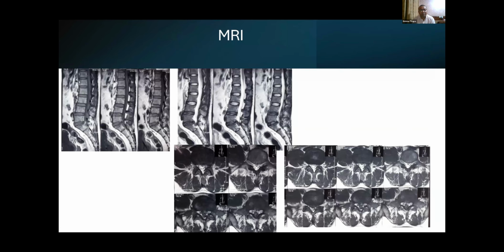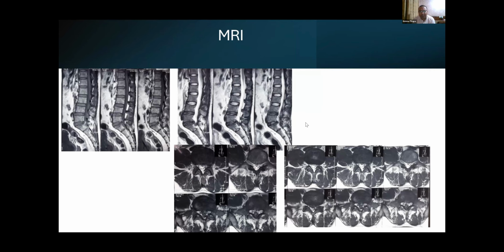Next, please. Okay, this is the MRI, sagittal and axial sections. There is a large disc prolapse at the L5-S1 level. In T2, there is a large L5-S1 disc prolapse on the axial section. Also, almost all of the spinal canal is covered by the disc fragment.